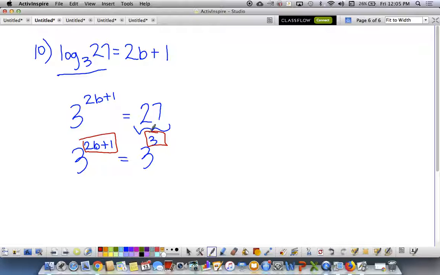If they have the same base, set the exponents equal to each other. So you can do 2b plus 1 equals 3. And you're going to subtract 1, and so 2b equals 2, b equals 1. And that's what you got also, Chris, wasn't it? By plugging that number into your calculator, even though they all can't do it. Okay? Eventually.